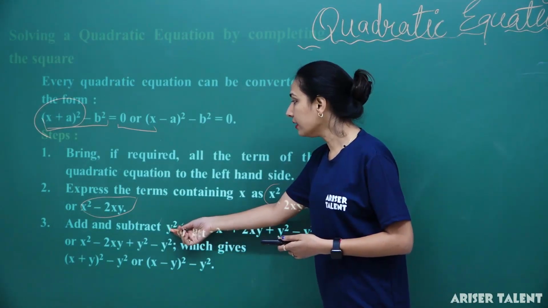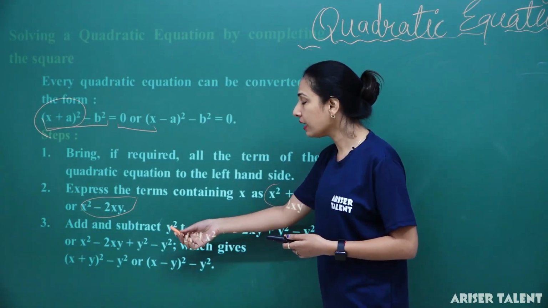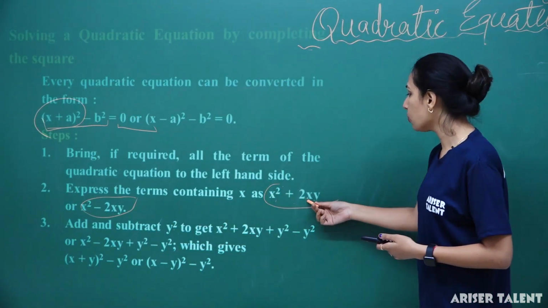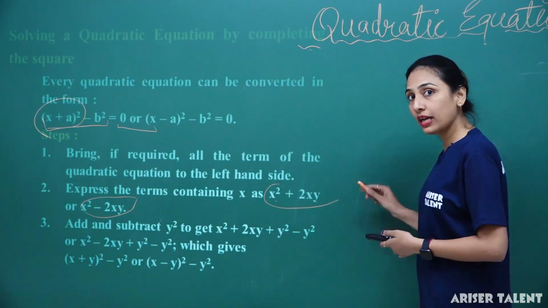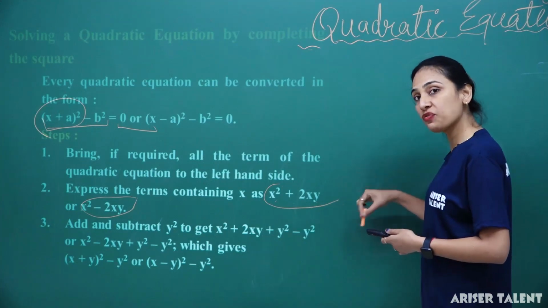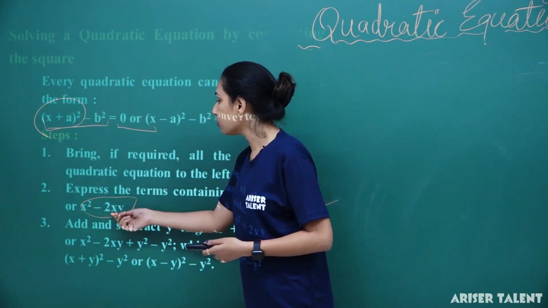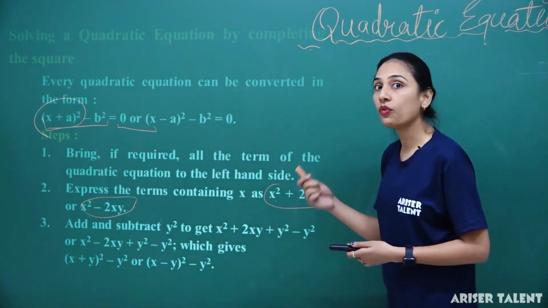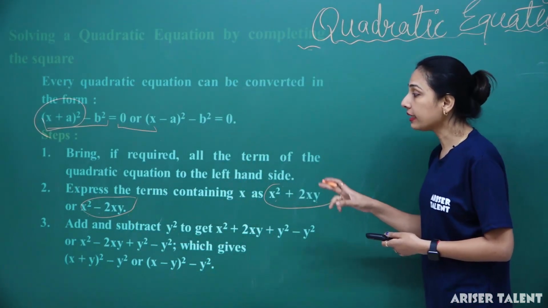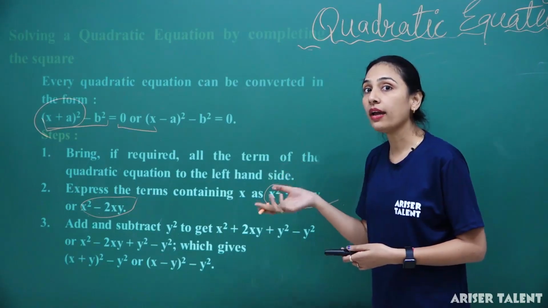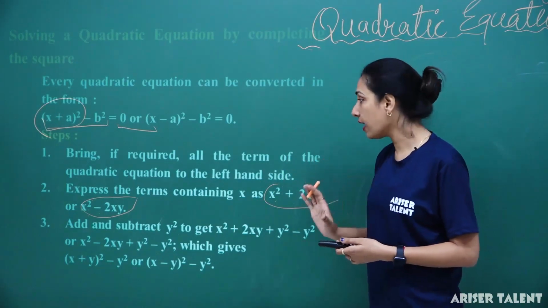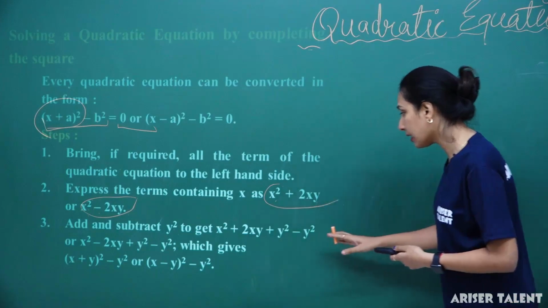Now when you add and subtract y square, that will form x square plus 2xy plus y square. That will make the formula of x plus y whole square, or in the second case that will become x square minus 2xy plus y square. That will again create x minus y whole square. That's completing the square. Okay, add and subtract y square to get this.